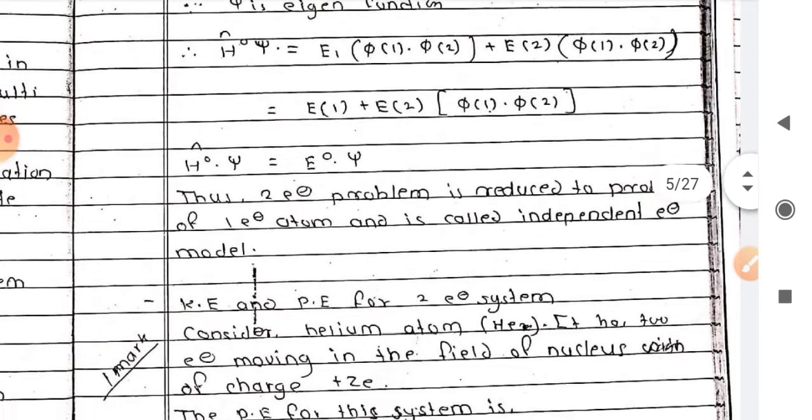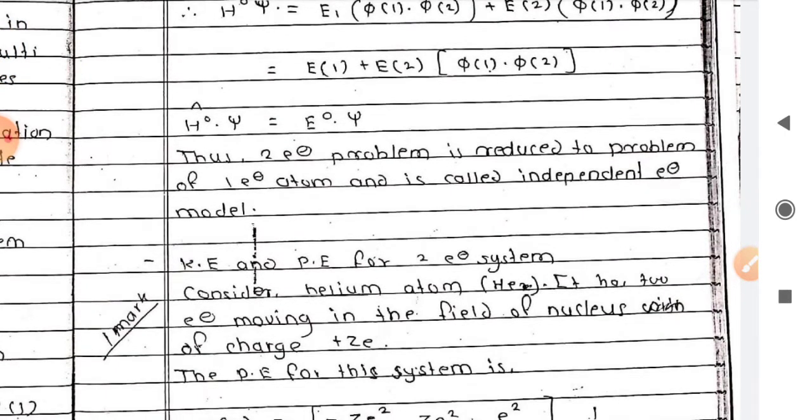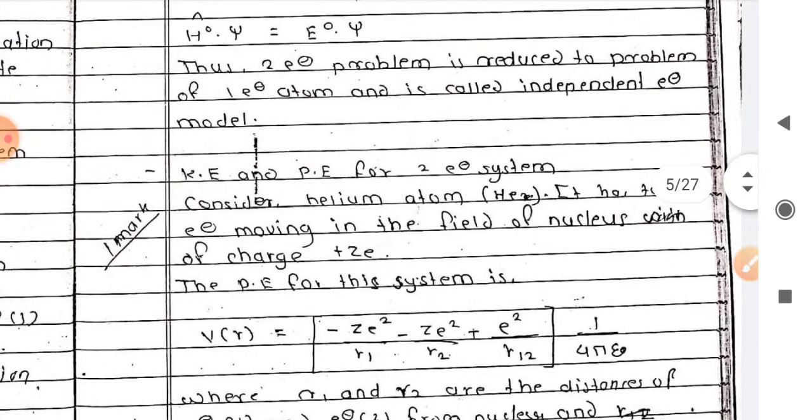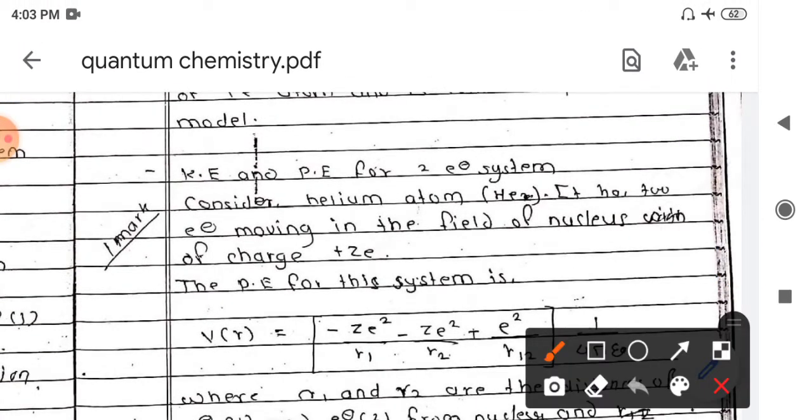This type of method is used for obtaining the solution of a multi-electron system. So how can we actually write the wave equation for the multi-electron system? We will take the example of the helium atom. For the helium atom, the system consists of what? One nucleus and two electrons revolving around it.